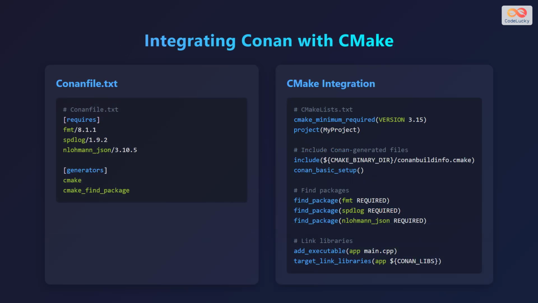Now let's see how to integrate Conan with CMake. First, you need to create a conanfile.txt file to list the required packages and generators. To integrate Conan with CMake, you need to include Conan-generated files. In the CMakeLists.txt file, include the CMAKE_BINARY_DIR/conanbuildinfo.cmake file, and call the conan_basic_setup function. Find packages using the find_package command and link libraries by adding an executable, and using the target_link_libraries command, using the CONAN_LIBS variable.